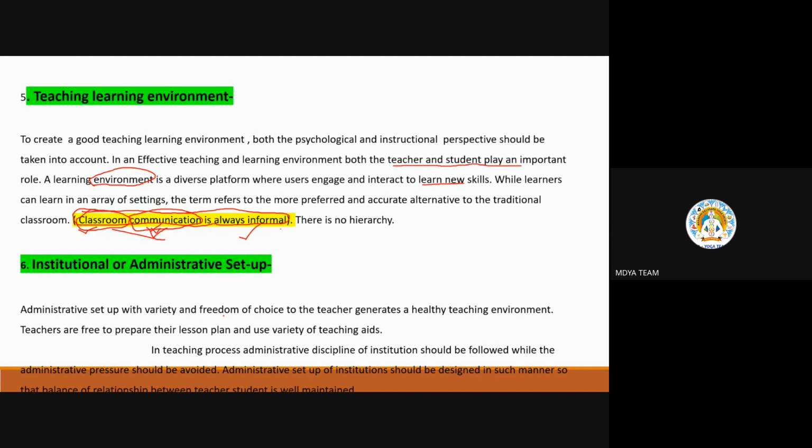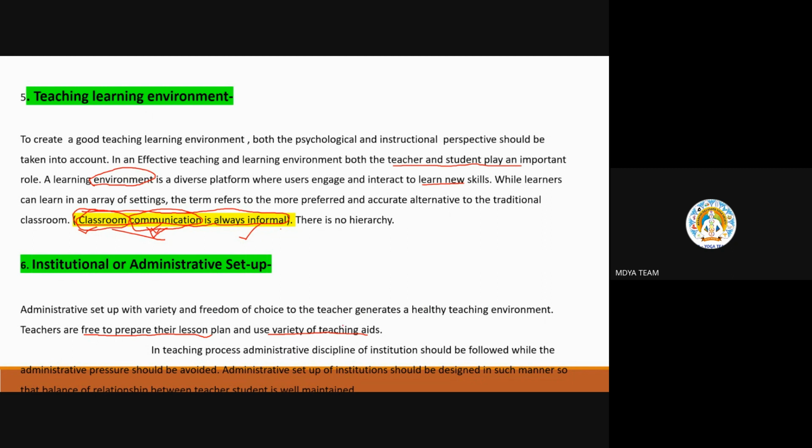Okay, so there must be freedom for the teacher: the pace at which the teacher wants to teach, and the thing the teacher wants to teach previously or after. Okay, that is up to the teacher. There is no other interference from the other side, right? So freedom of choice for the teacher generates a healthy teaching environment. Teachers are free to prepare their lesson plan. No one is there to tell the teacher what you have to teach in the class, okay? So teachers are free to prepare their lesson plans and use a variety of teaching aids. They can use examples, they can use the projector, PPT, the assignment, project, anything they want to use.